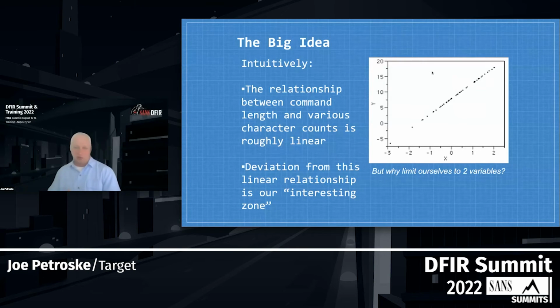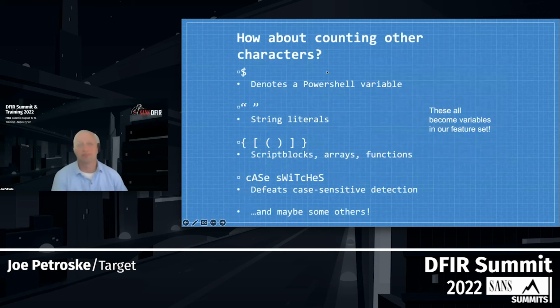When you normally see a linear relationship, things that deviate from it become our interesting zone for further inquiry. So we'll be looking for deviation from this. This scatter plot you see here is two variables, X and Y, right? But there's no reason that in the real world we can't use more than two variables, and that's what we're going to use our machine learning algorithm to do. So we can count lots of other characters too. There's a lot of other things that might be interesting. So a dollar sign, right? That defines a PowerShell variable.